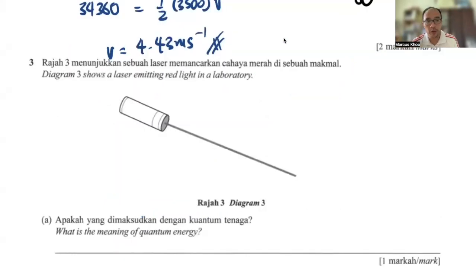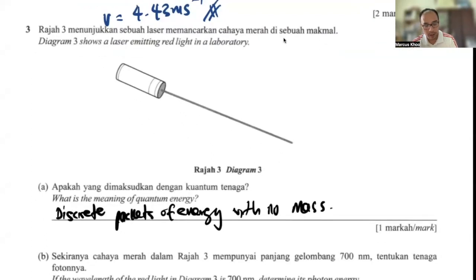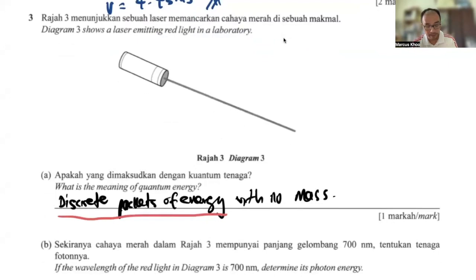Okay, let's move on to question 3. So diagram 3 shows a laser emitting red light in a laboratory. So what is the meaning of quantum energy? Quantum energy is discrete packets of energy with no mass. Okay, of course, the most important words are discrete packets of energy. The words with no mass are not necessarily important to be there.